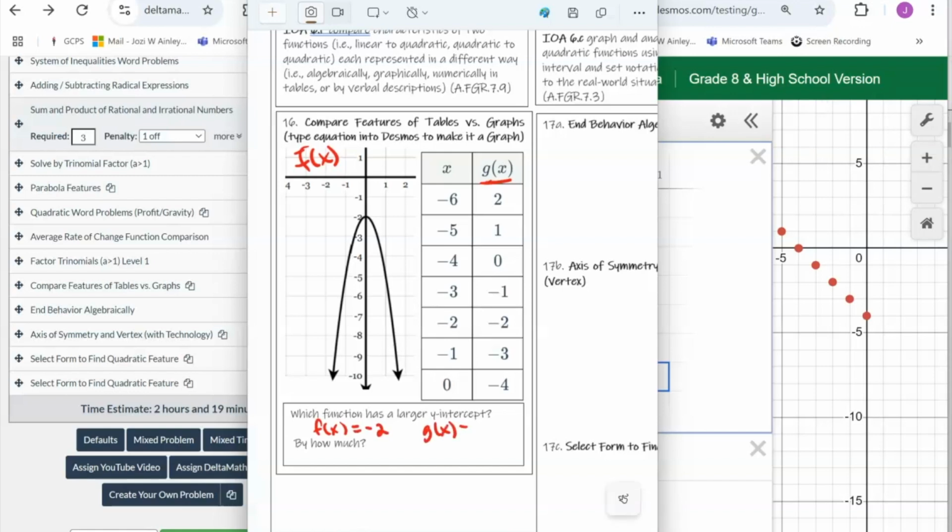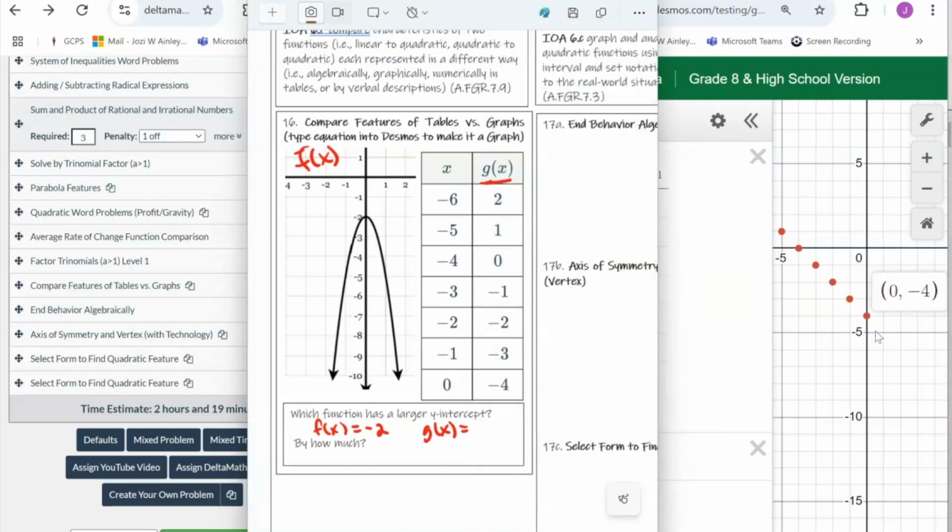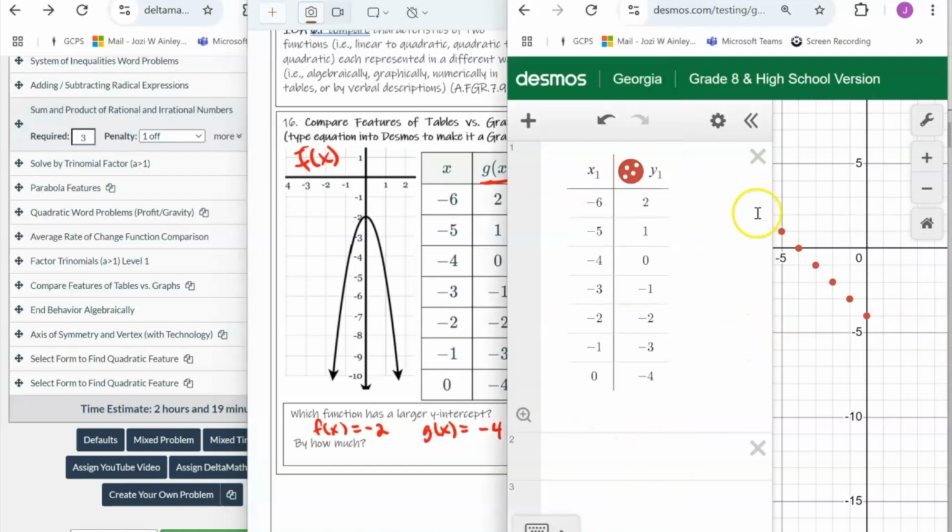What is the y-intercept of g of x? Now, there is a shortcut that I taught you, but if you don't remember it, you come right here, and that's where it crosses the y-axis at 0, what? -4. So at 0, -4, it crosses at -4. Now, what if they didn't give you that? Well, we can make this into an equation so we can see it, and this, we said, looks like a straight line.